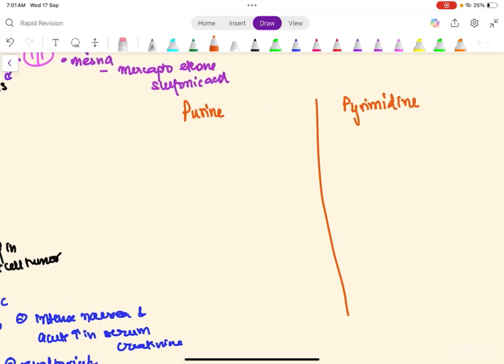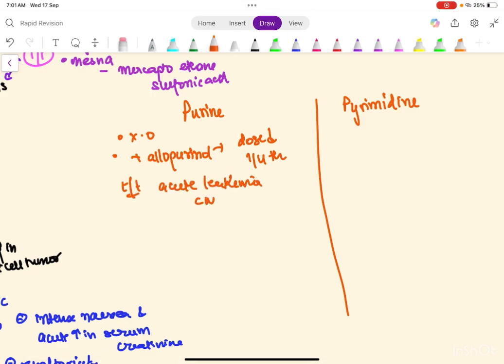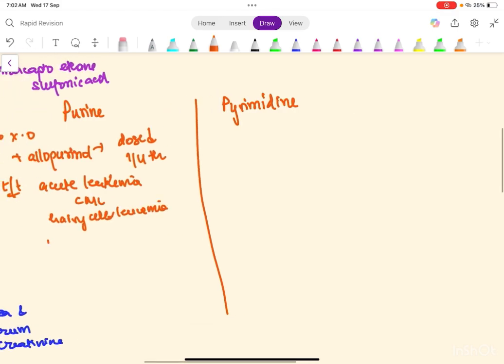Now I already told you all the names, right? And these are metabolized by xanthine oxidase. So basically, when you administer it with allopurinol, the original dose is reduced to 1/4. Okay, and they are used for the treatment of acute leukemia, CML, hairy cell leukemia, and they are kind of hepatotoxic.